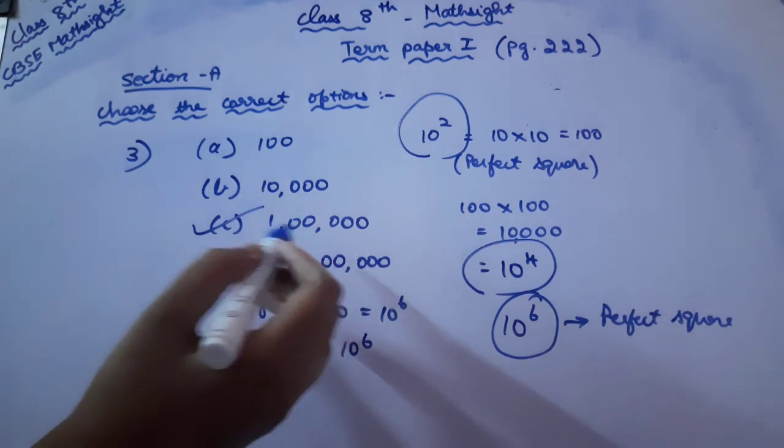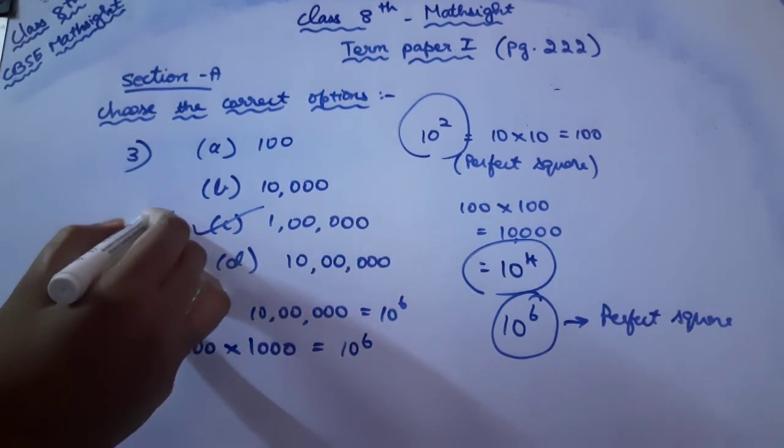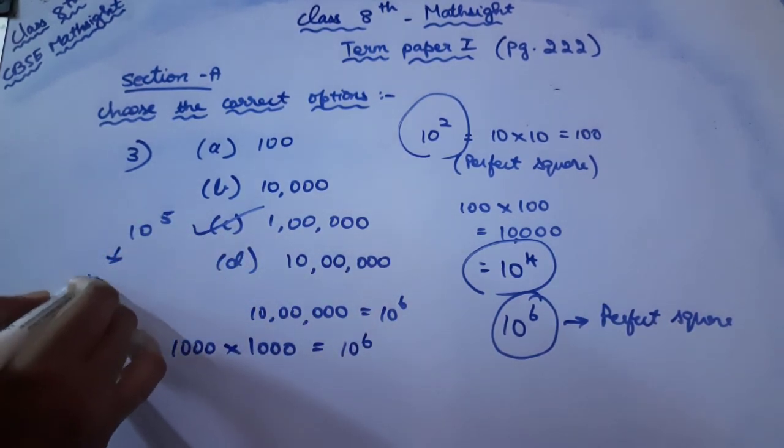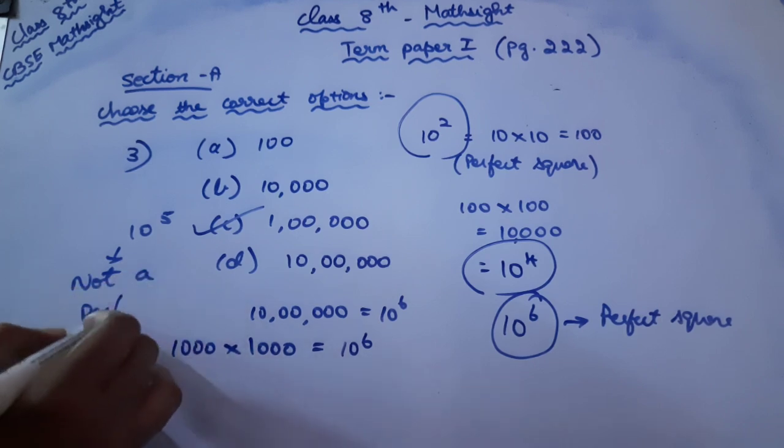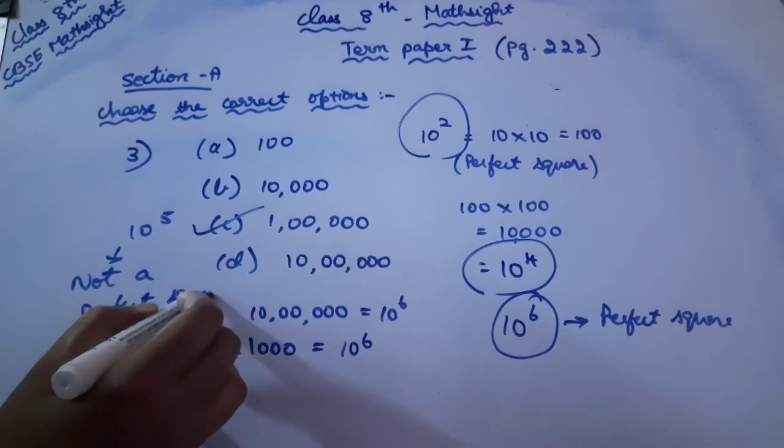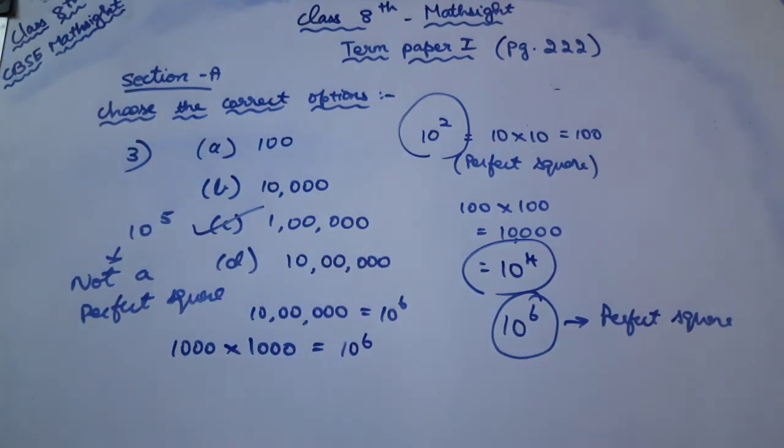Here we can see option C is 10 to the power of 5, which is an odd number. So it is not a perfect square. Option C, not a perfect square.